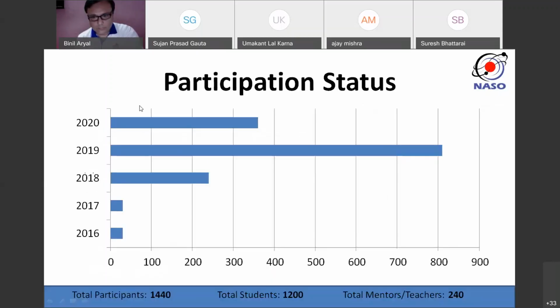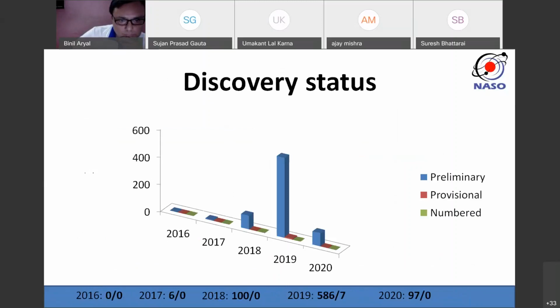So far, we have a total of 1,440 participants, including 240 teachers in this program. We started this in 2016. And these are the discovery statuses: no discoveries in 2016; in 2017, we have 6 discoveries; in 2018, we have 100 preliminary; and in 2019, we have 586 preliminary plus 7 provisional. That means these 7 will get numbered soon, and then the team who discovered it will get an opportunity to name it. So that's the catch.